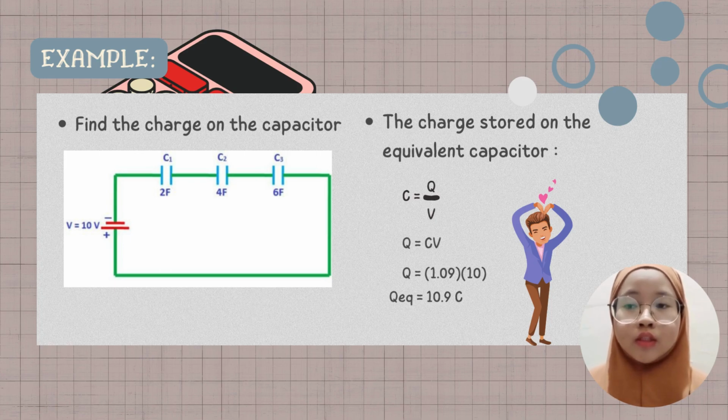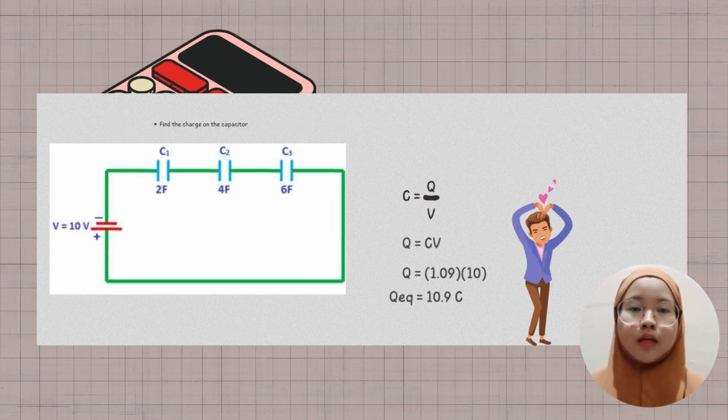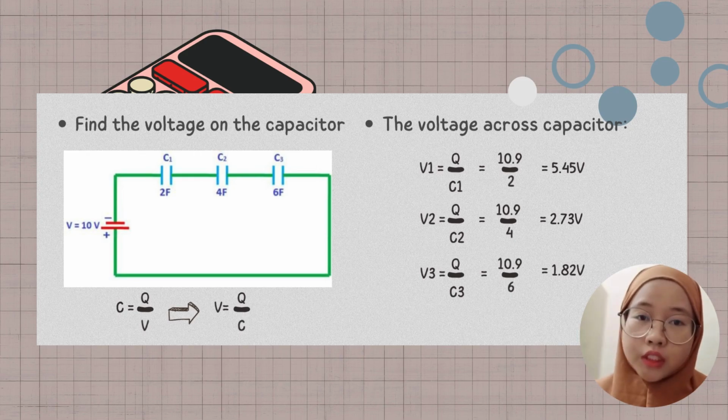As we all know, the charge on each capacitor is the same, so the answer will be Q1 to 3 equal to 10.9 coulomb. The diagram also shows its voltage, which is 10 volt. But how do they find that 10 volt?